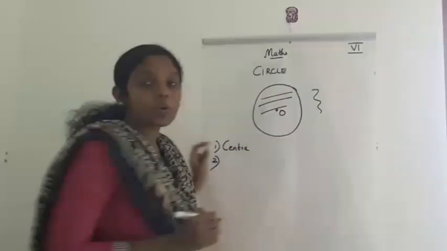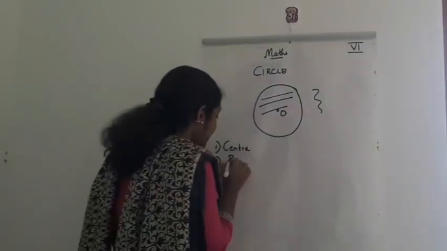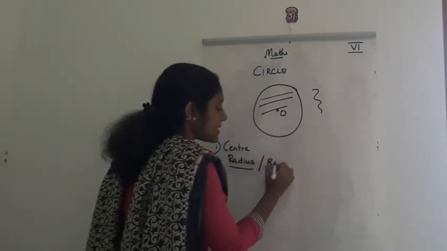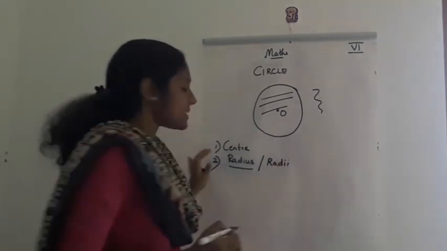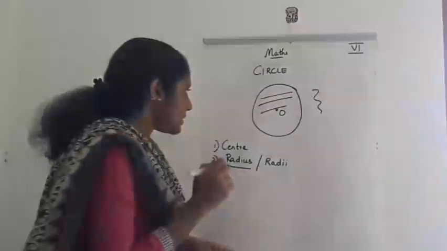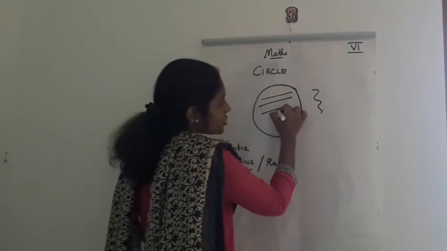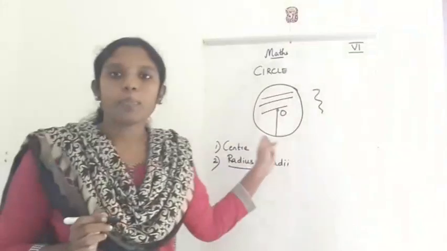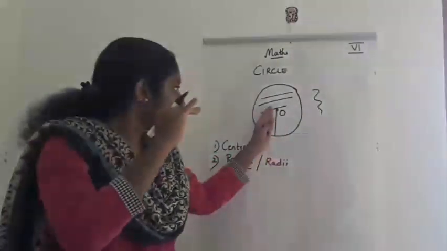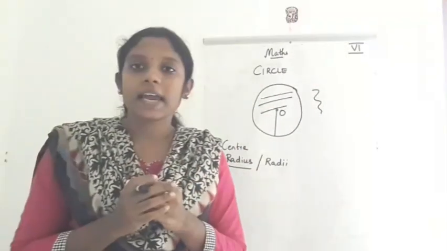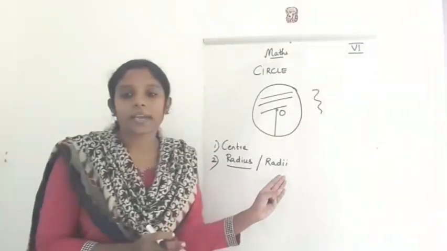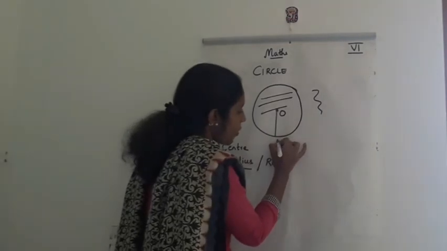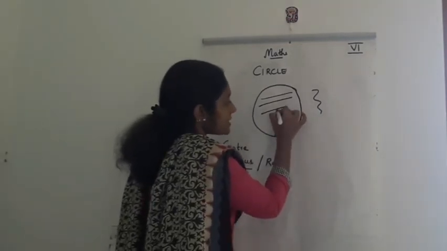Then the second thing I am going to teach you is what is the radius of the circle. Radius is singular, radii is the plural. So radius or radii of the circle is the line which joins from the center to a point on the circle. Okay, the line we draw from the center to the circle is called radius, and the plural is radii. So this is called radius. I can name it as OM. You can draw it from this center to here also.